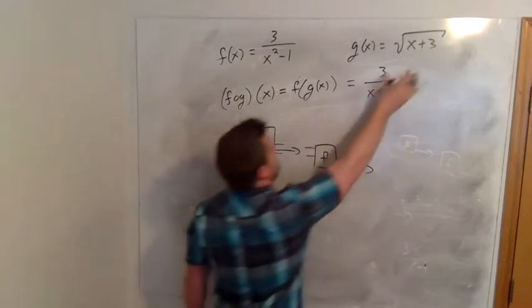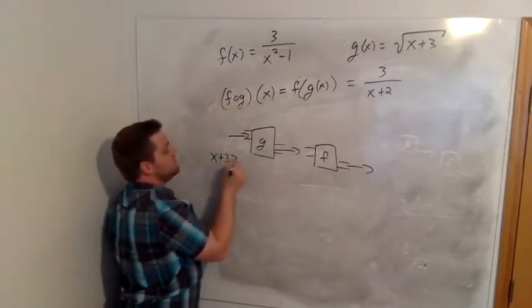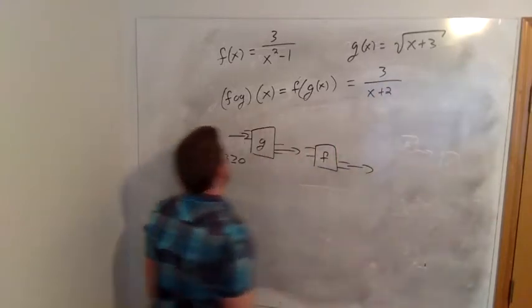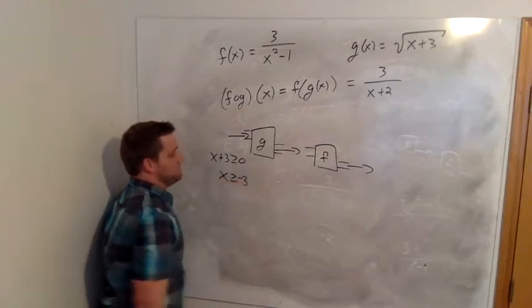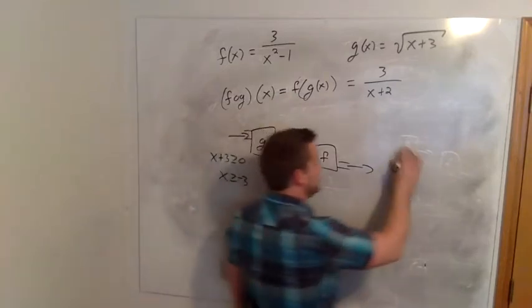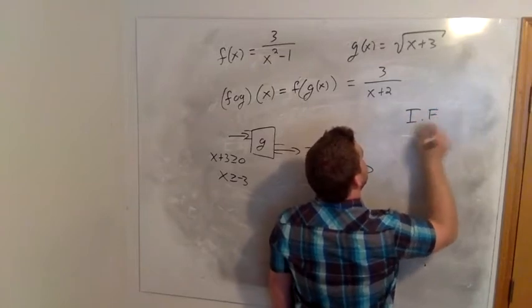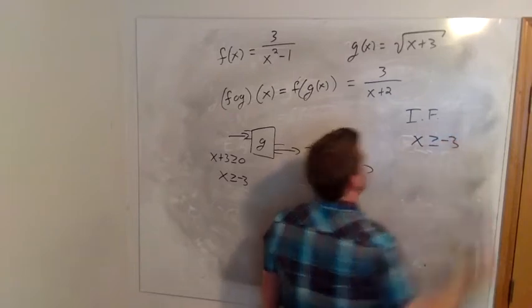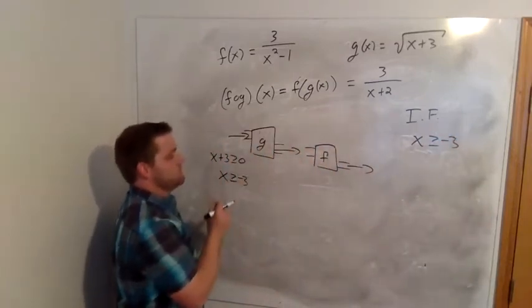Looking at g, we need x plus 3 to be greater than or equal to 0, because I can't be taking the square roots of negatives. So x has to be greater than or equal to negative 3. When we check the domain of the inner function, we have that x has to be greater than or equal to negative 3. So I can plug in only values that are bigger than negative 3.